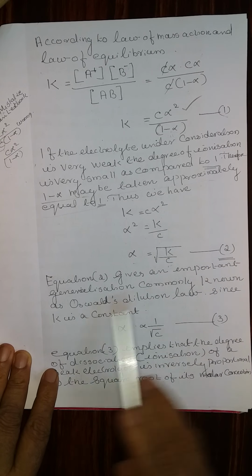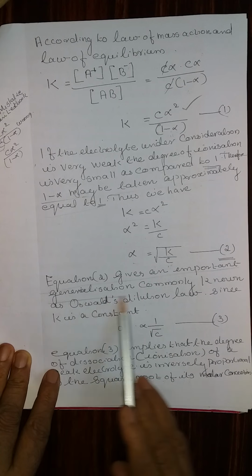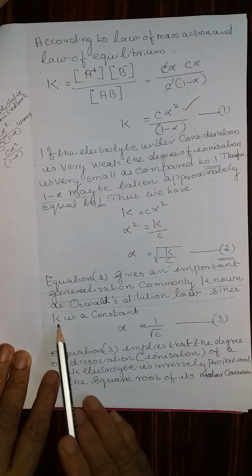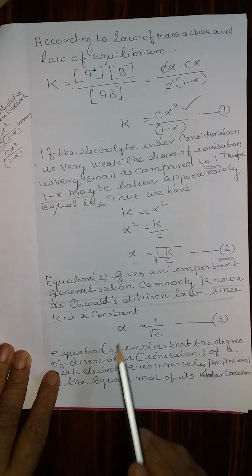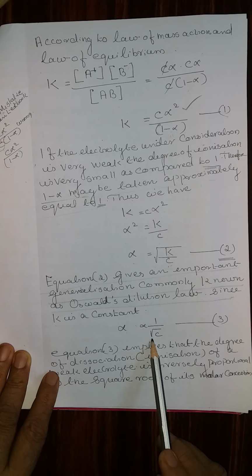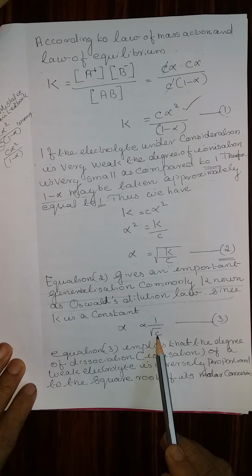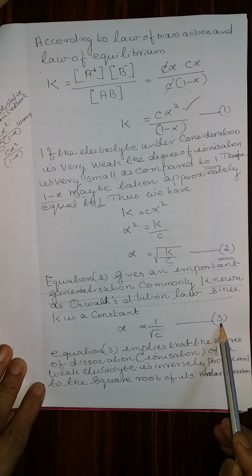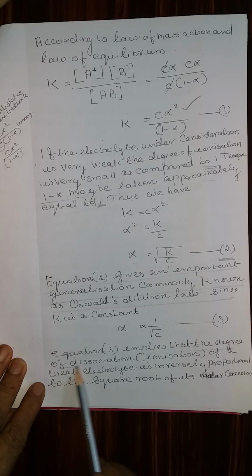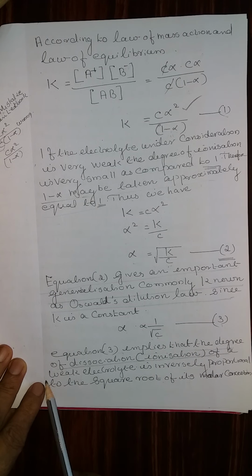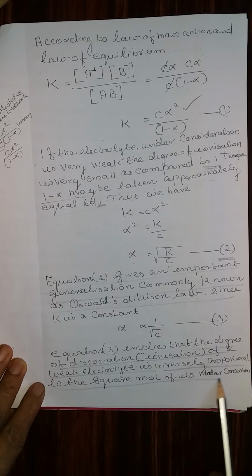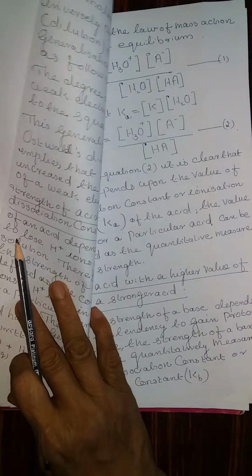Equation number 2. Equation 2 gives an important generalization commonly known as Ostwald's dilution law. Since K is constant, we can write that the degree of dissociation is inversely proportional to the root of the concentration. That is equation number 3. Equation 3 implies that the degree of dissociation or ionization of a weak electrolyte is inversely proportional to the square root of its molar concentration.